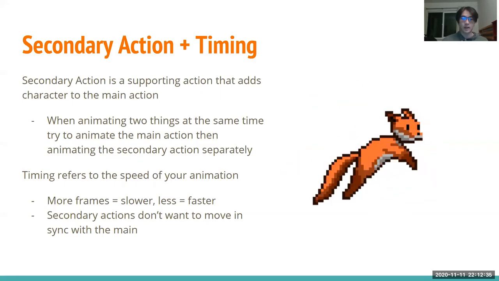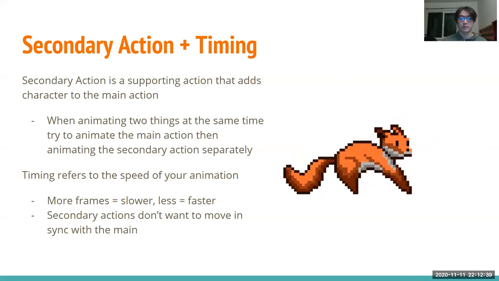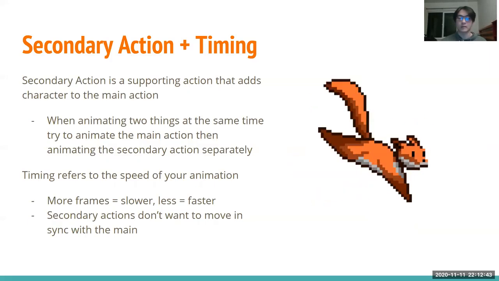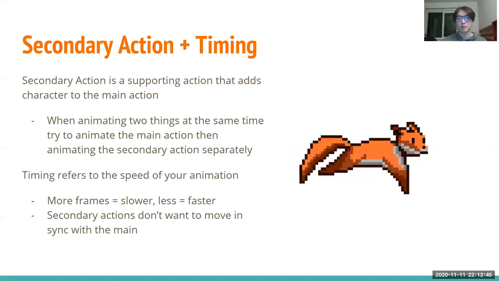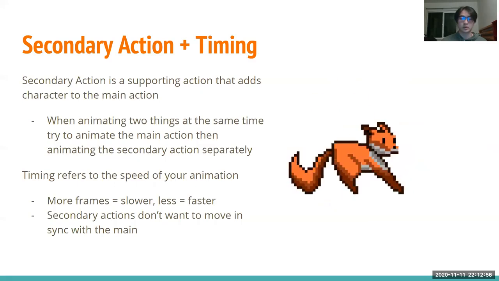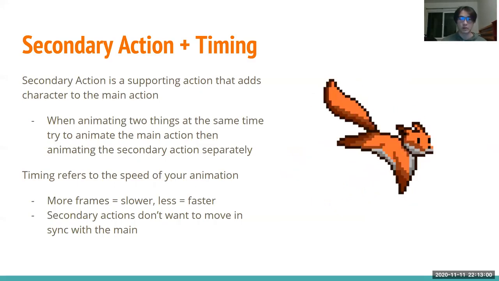Now, timing is referring to the speed of your animation. We've talked about this a little bit before, and basically more frames means that the speed of your animation will be slower, because your animation will be running at a certain frame rate. By having more frames, it's going to go through more frames in the same amount of time, and it's going to be slower. As opposed to having fewer frames, it's going to be going over fewer frames, and so things will seem much faster.